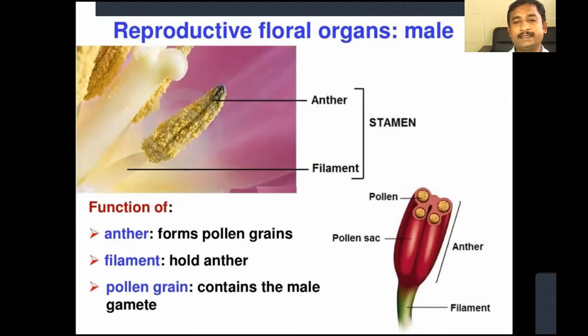And if you see the cross section of an anther, inside we'll get the pollen, and outside there is a protective pollen sac, and that is attached to the filament. The anther forms pollen grains, and the filament holds the anther, and pollen grains contain the male gamete. This is the purpose of the anther, that it protects the pollen.